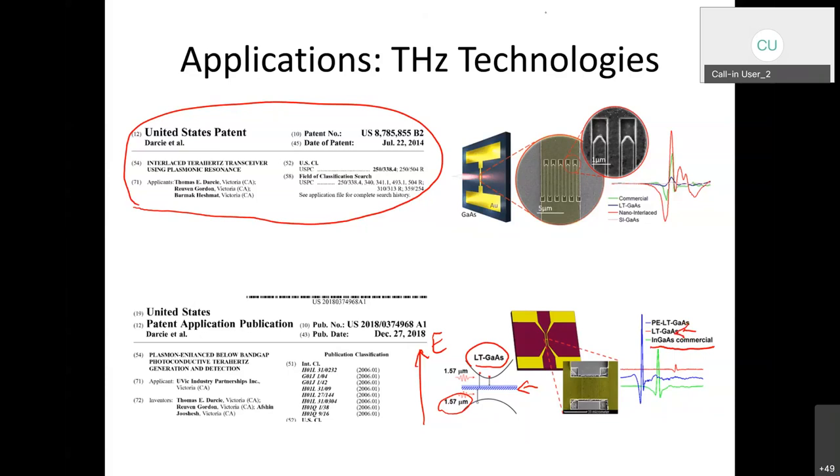Does this say? When you're saying this technology, you're referring to the terahertz, the photoconductive antennas.